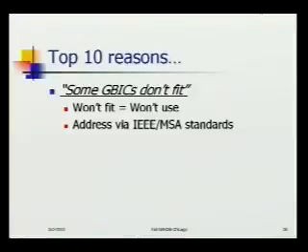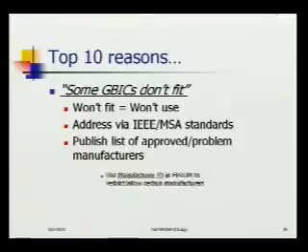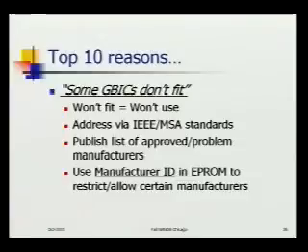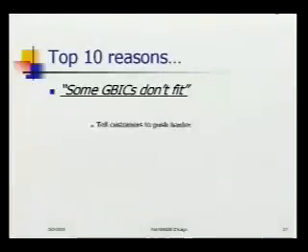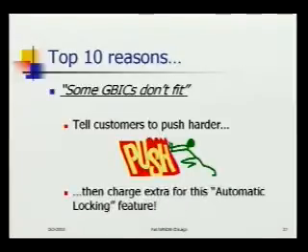If it is an issue, then I think they should be addressing this through IEEE or MSA standards, or they could also solve it by publishing a list of problem or approved manufacturers, or even use the EEPROM information itself to automate it and restrict or allow certain manufacturers of GBICs. I also suggested to them that they tell the customers to push harder, and then they can even charge extra for this automatic locking feature. The scary thing about this is that some of the salespeople actually thought this might not be a bad idea. You could see the wheels turning in their heads.